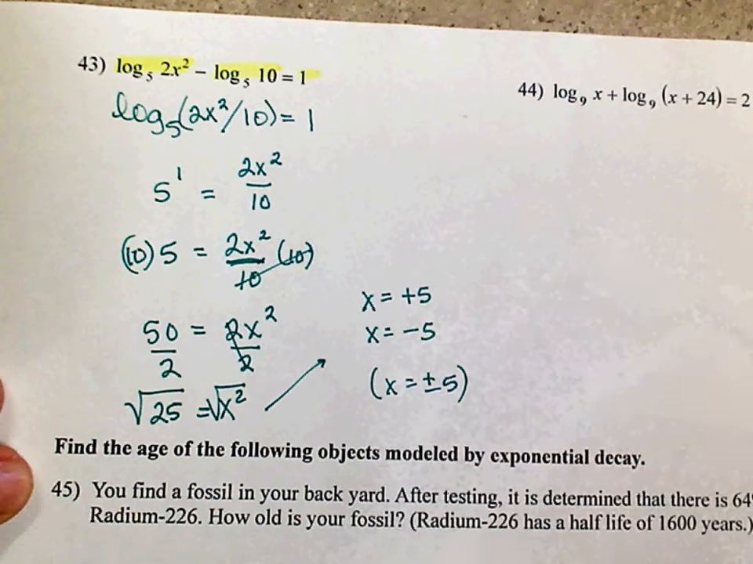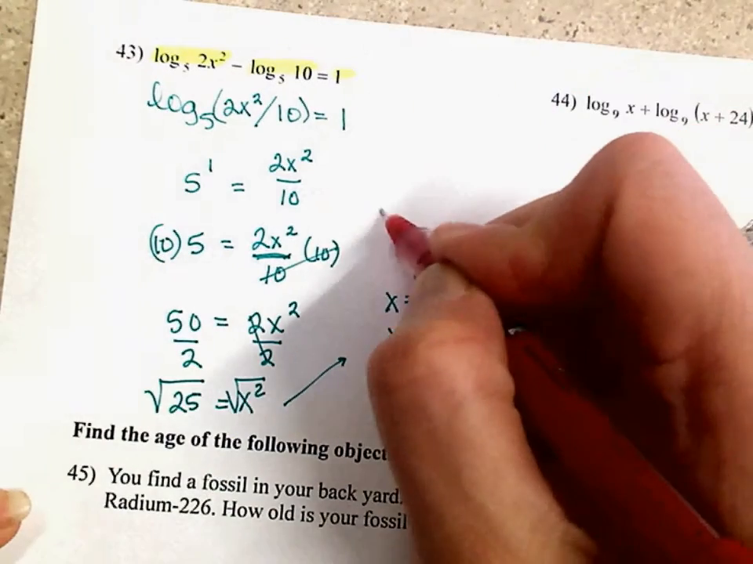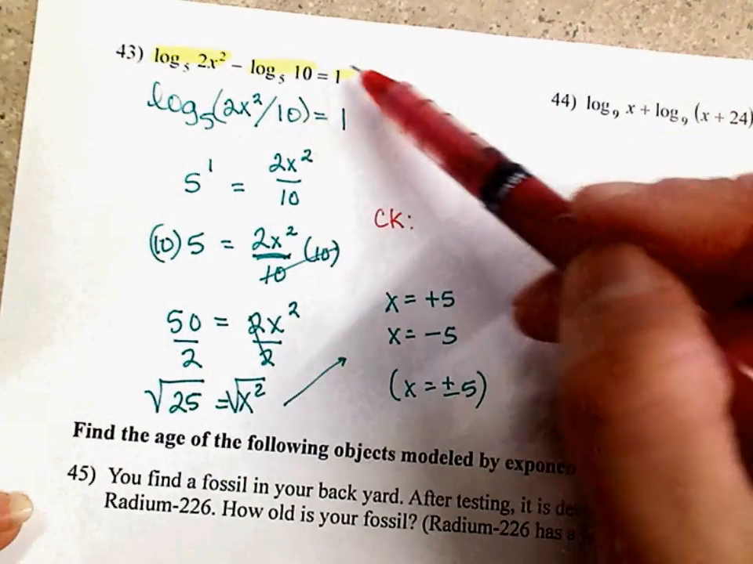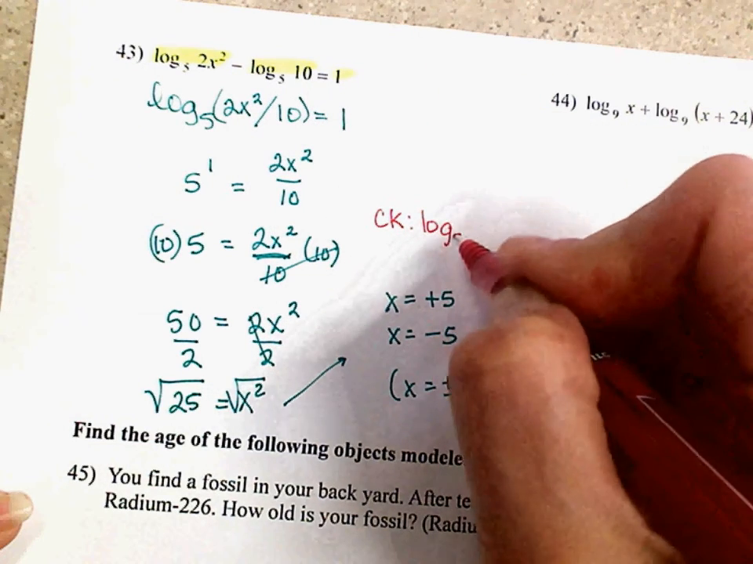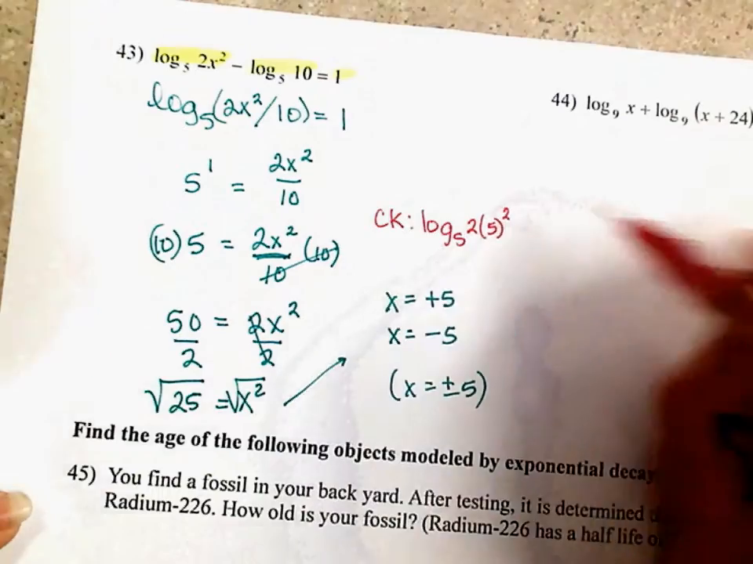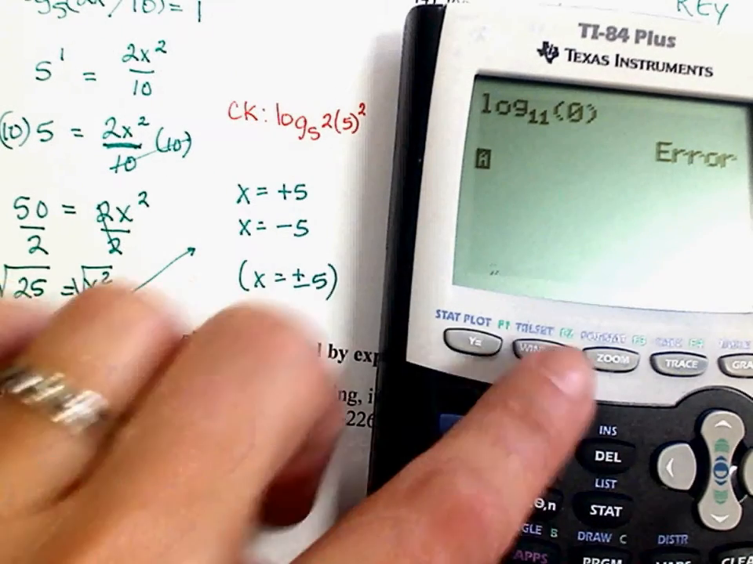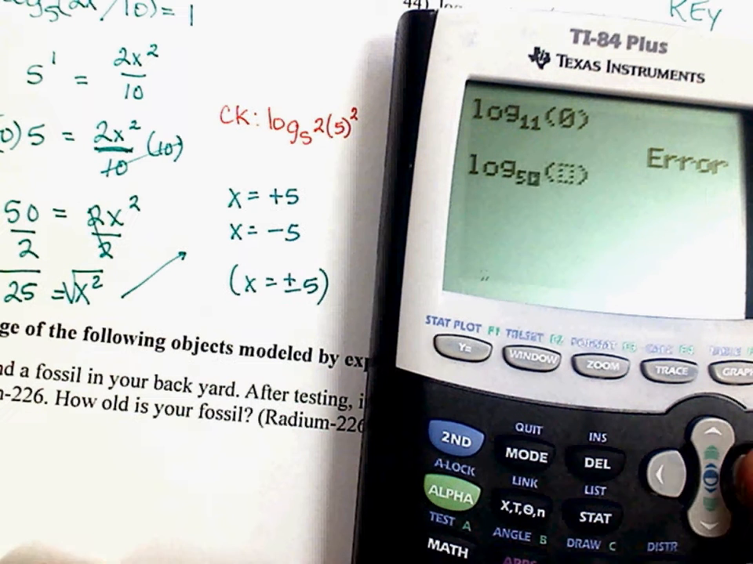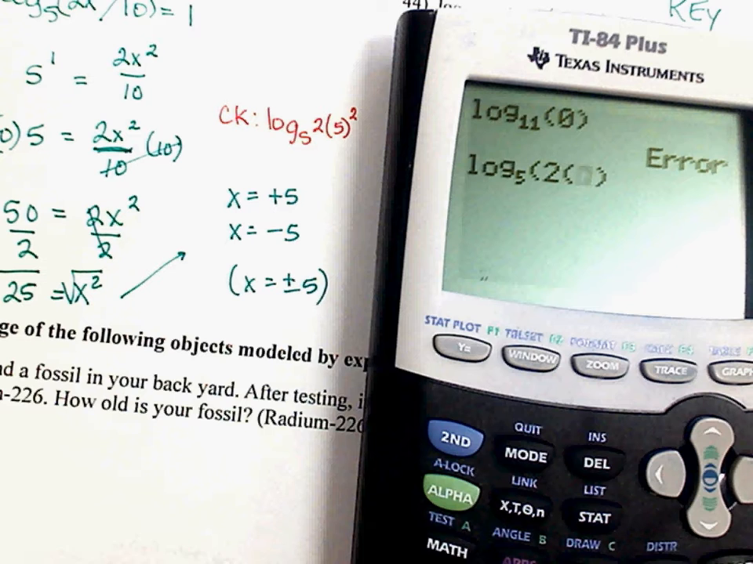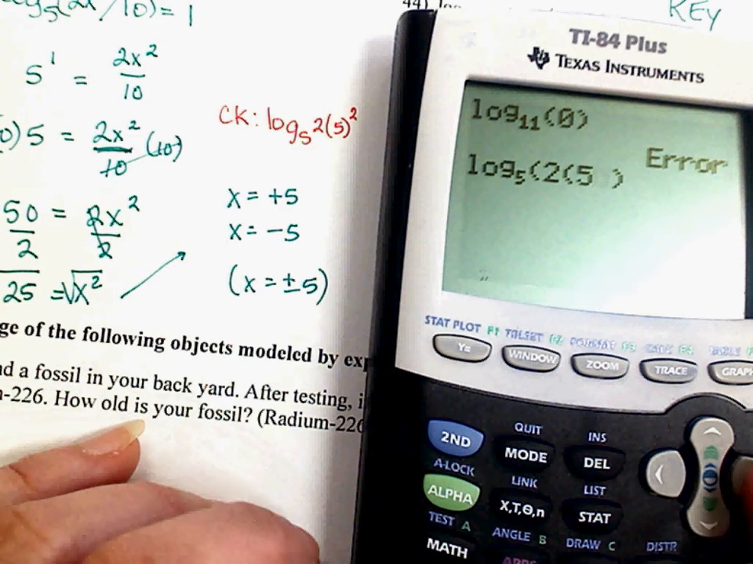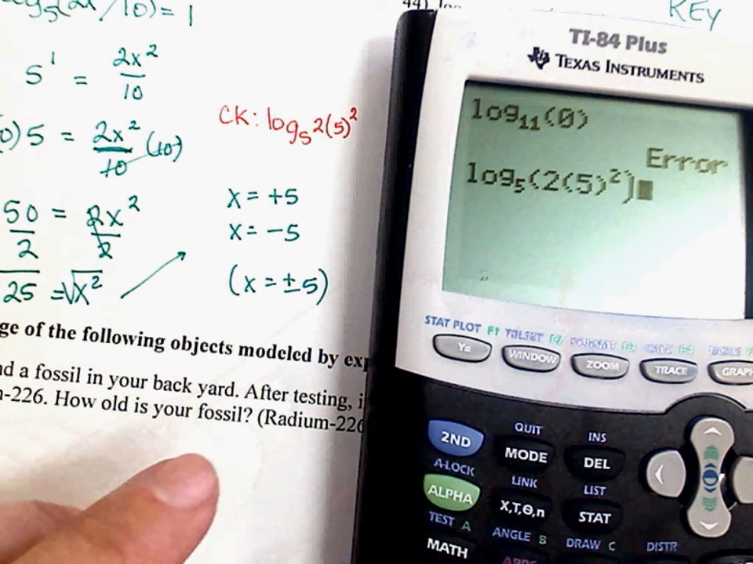Now, always remember to check. So when you check, you can use either one of these. I can't use that one because I don't have an x, but I can use that one. So, log base 5 of 2 times 5 squared. Type that into your calculator, just like this. Alpha window, number 5. Base is 5, 2, parentheses, 5 squared.